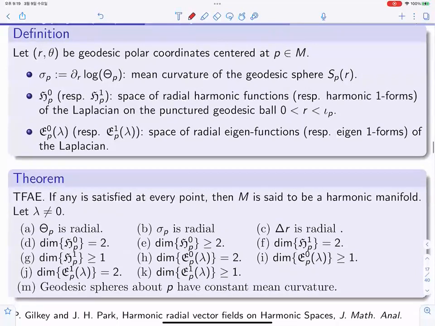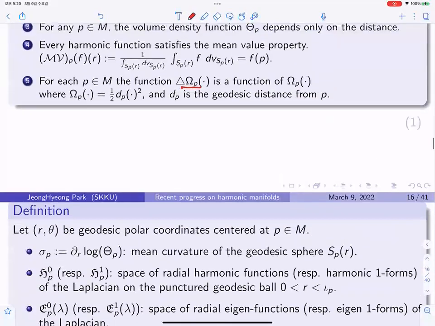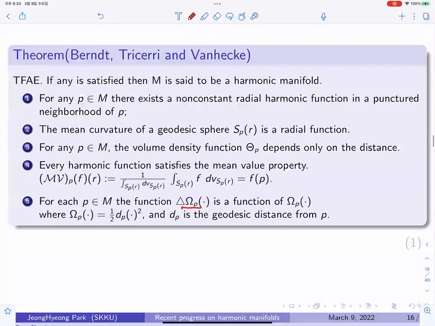Professor Park, can I ask you a question? Yes. Concerning the previous theorem, the equivalent conditions. Yes. The homogeneity is not there. I mean, do there exist non-homogeneous harmonic manifolds? Homogeneous in the sense that the isometry group acts transitively.